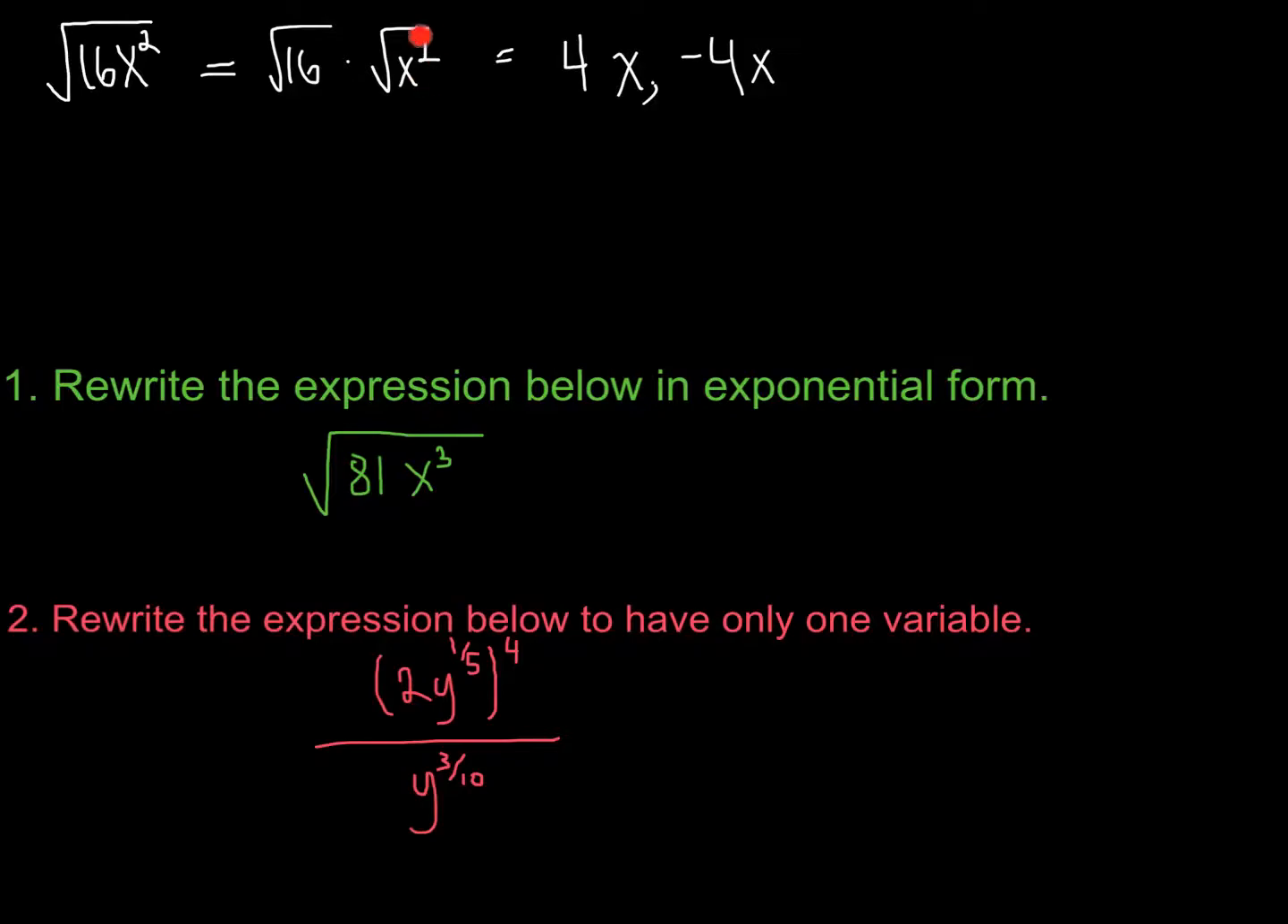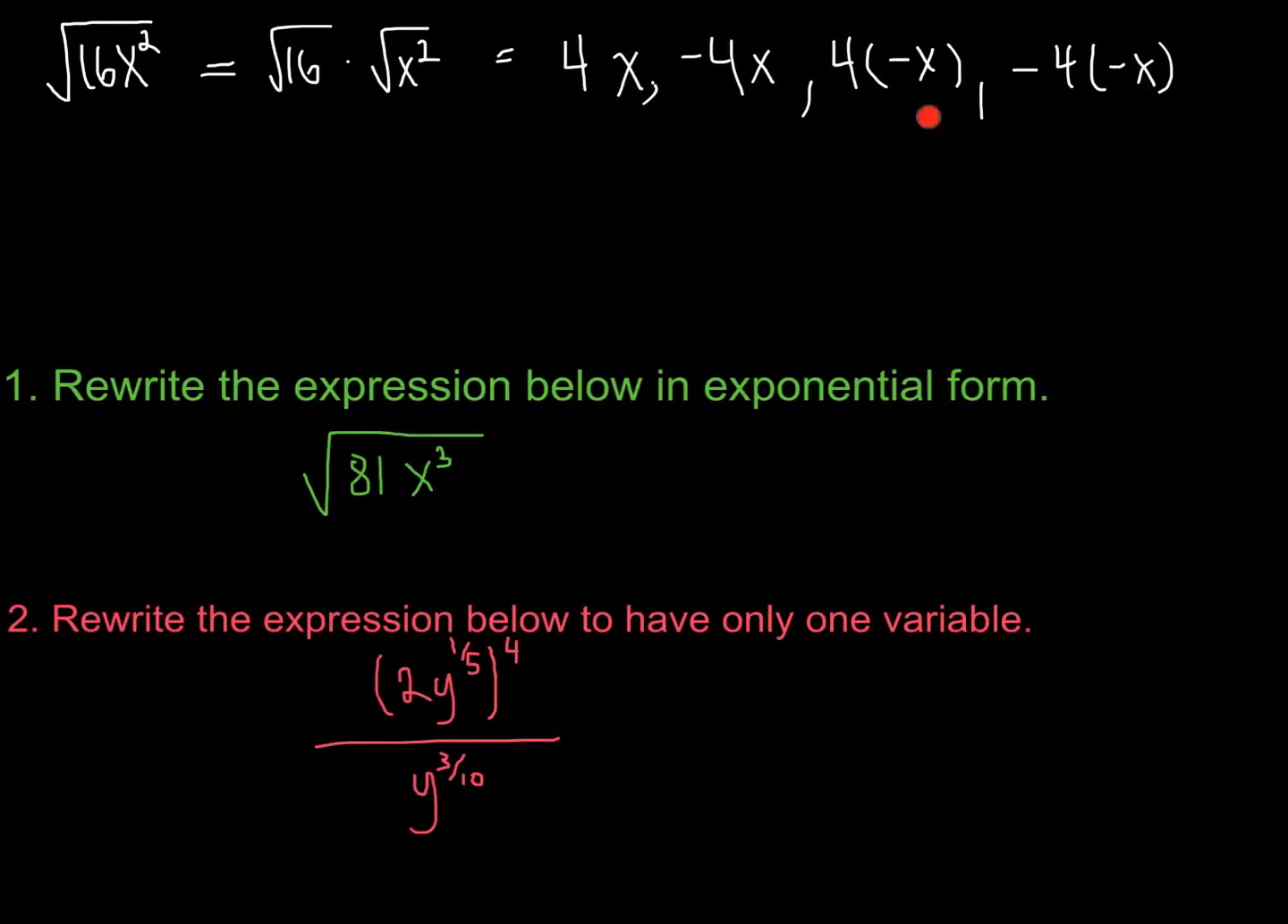Same thing also is true of the square root of x squared. I can multiply x by itself, and I'll get x squared, but I could also multiply negative x by itself and get x squared as well. So this gives me two more possibilities, right? I could have a positive 4 with a negative x, and I could also have a negative 4 with a negative x. So I multiply negative 4x by itself, I'll end up with 16x squared.